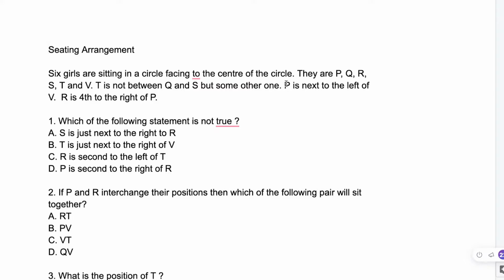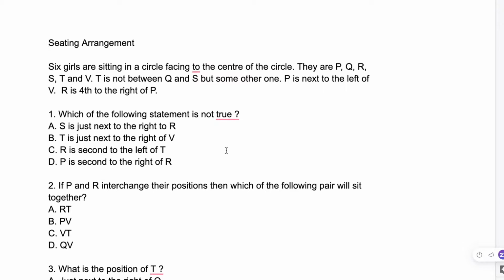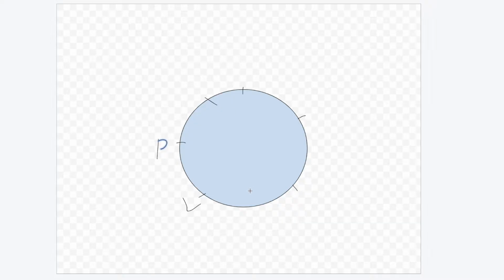P is next to the left of V, but we don't know where V is, so let's just say that V is right here. V's here, and P is next to the left of V. P goes here. And R is the fourth to the right of P. So let's count it. 1, 2, 3, 4. R is going to be right here.